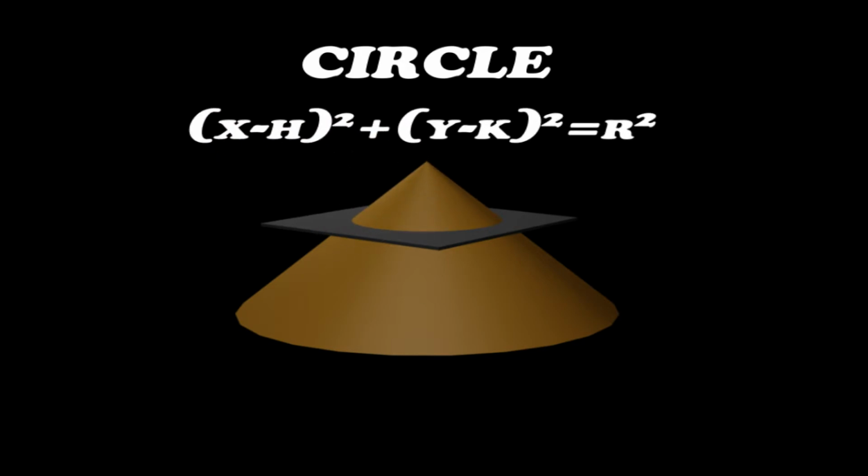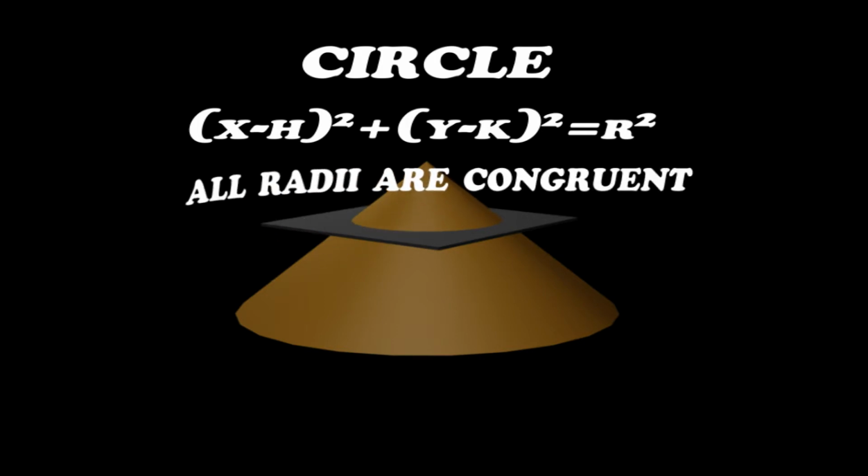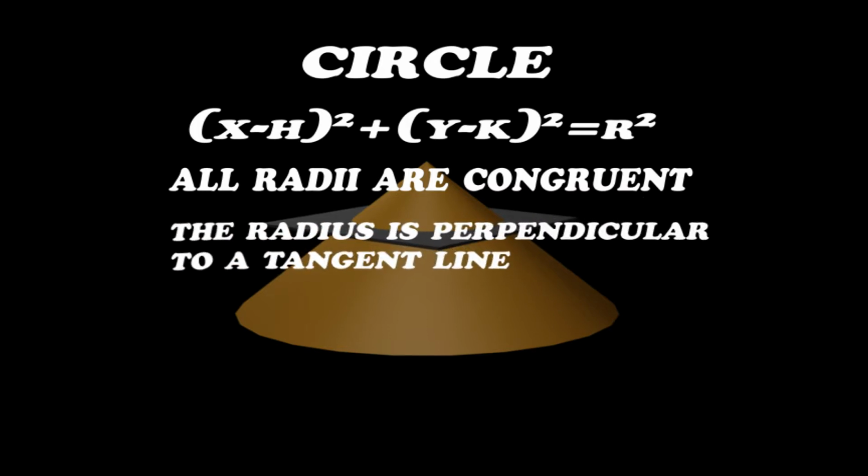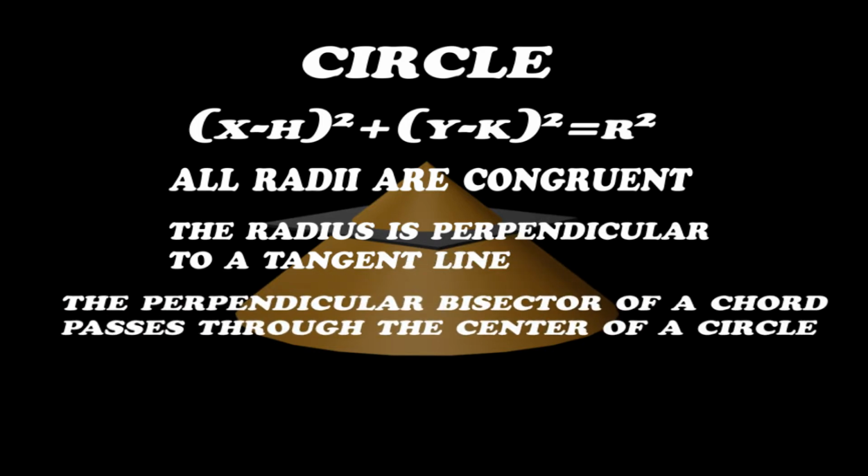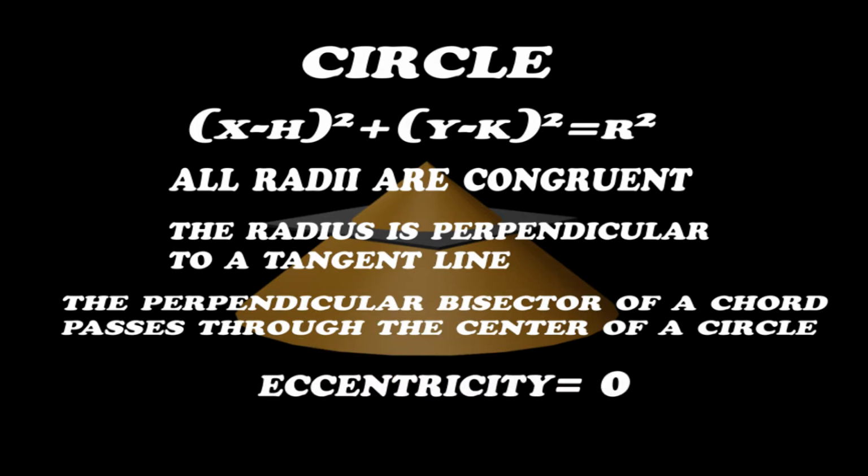The center-radius form of a circle is (x − h)² + (y − k)² = r², where h and k are the coordinates of the center. All radii are congruent in circles. The radius is perpendicular to any tangent line in a circle. The perpendicular bisector of a chord passes through the center of a circle. The eccentricity of any circle is 0.